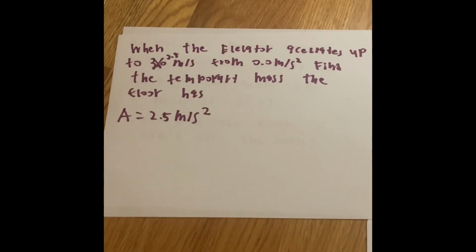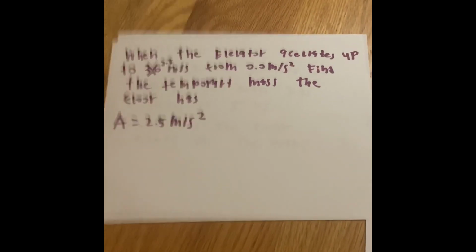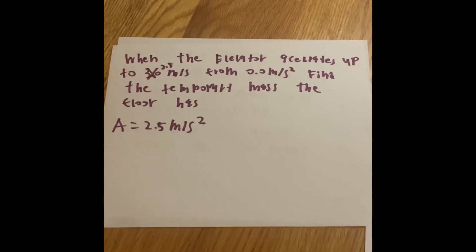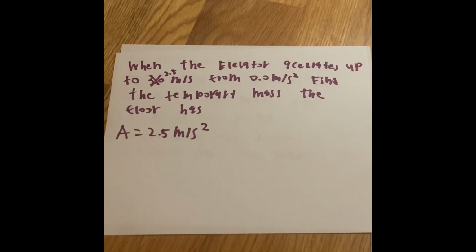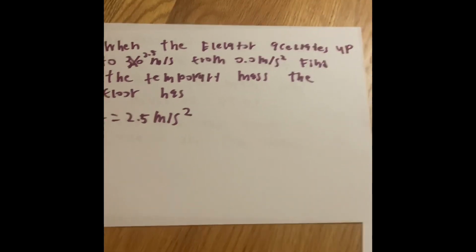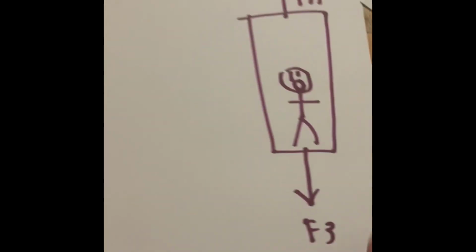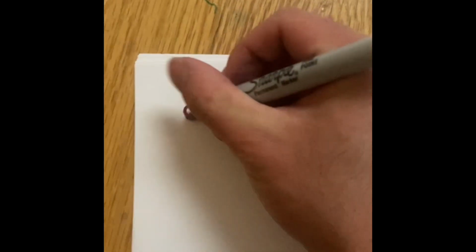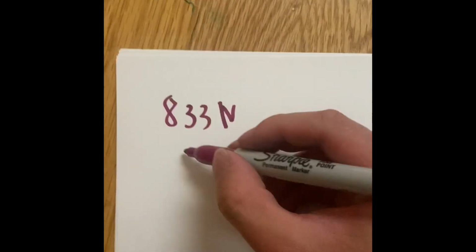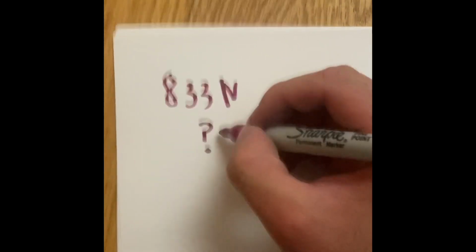So in this scenario, we're going to have the elevator move up a few floors. When the elevator accelerates upwards from 0.0 meters per second to 2.5 meters per second, find the temporary exertion on the floor. So we're trying to find the exertion on the floor in newtons. We already know that the man is going to weigh 833 newtons. What we have to do is find the exertion of the elevator floor in newtons.